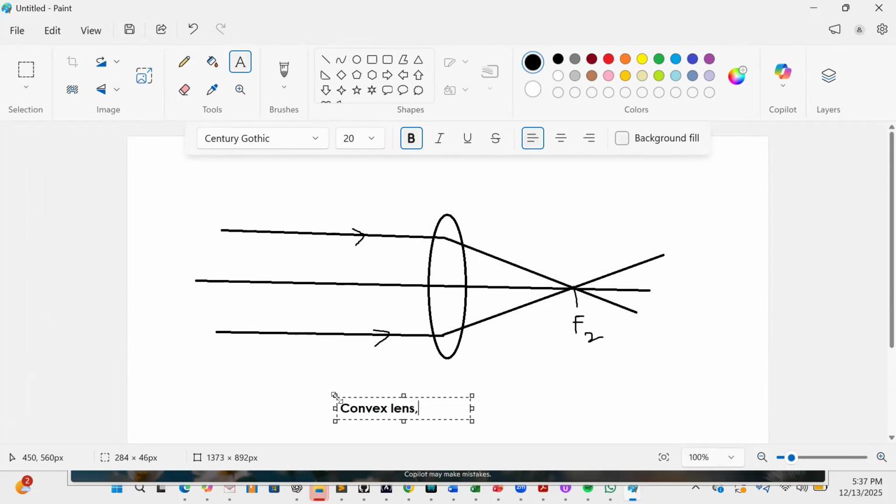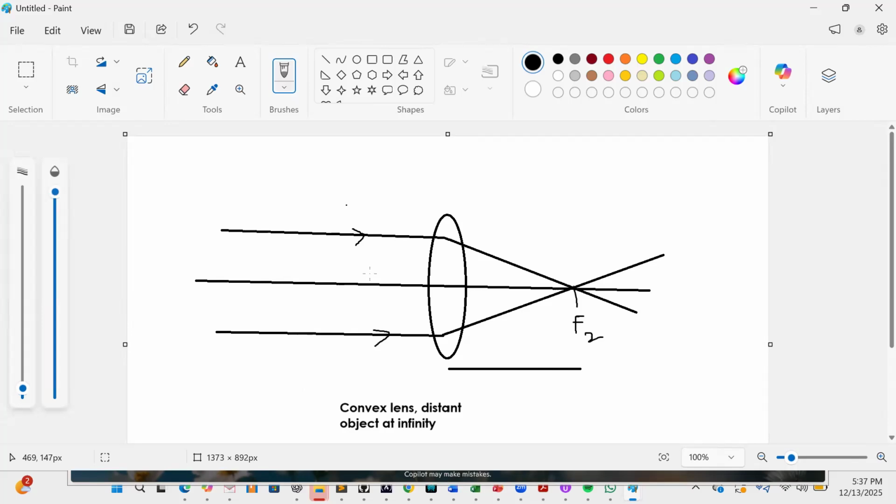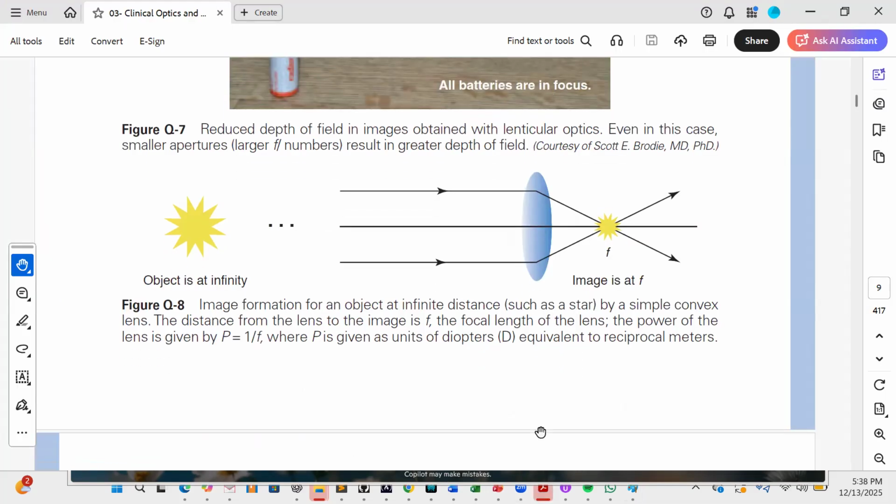Lens and a distant object at infinity. So this was the focal length we were talking about. It will serve as the focal length, and that's what determines the power. It's the F2, the second focal point, that determines the power of the lens. So this will be the focal length of that lens. What we're seeing here is the diagrammatic explanation for that.